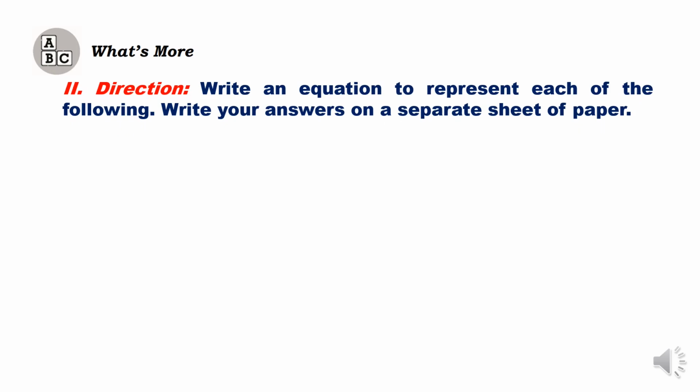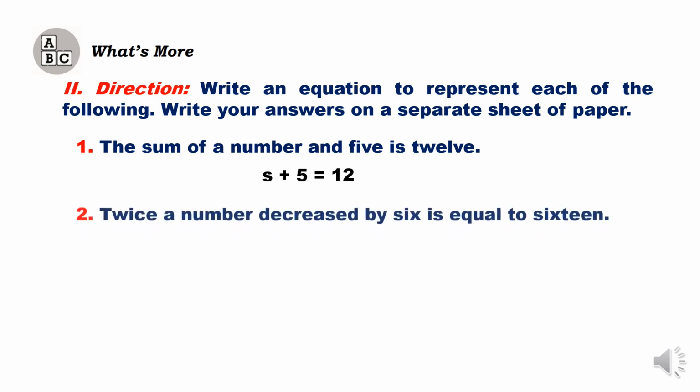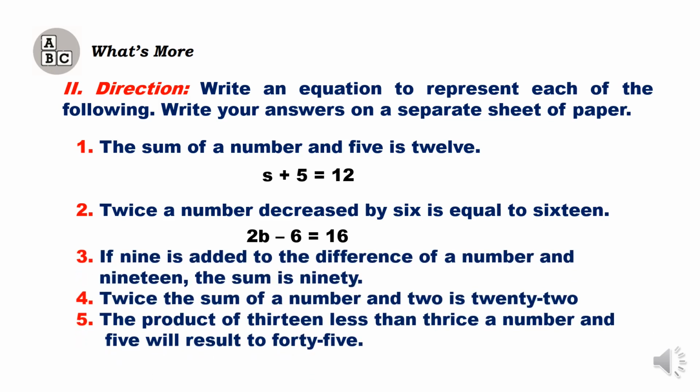Write an equation to represent each of the following. Write your answers on a separate sheet of paper. You can use any variable. Number 1, the sum of a number and 5 is 12. So that is S plus 5 equals 12. You can use any letter. Number 2, twice a number decreased by 6 is equal to 16. So I use B. So 2B minus 6 equals 16. Then answer numbers 3, 4, and 5.